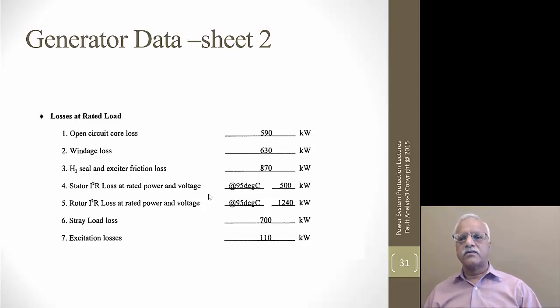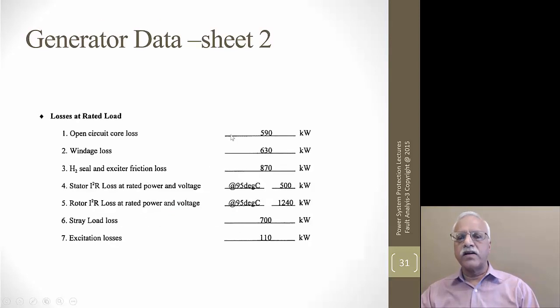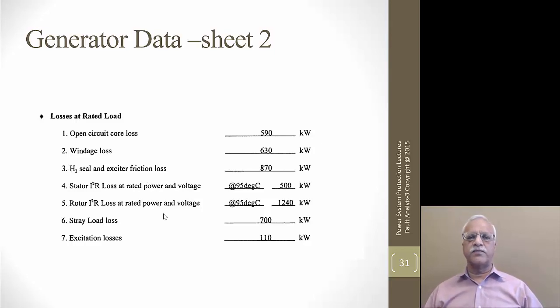So how do you calculate this in per unit? I squared R loss, if you know it's 500 kilowatts, and you know the generator is rated for 470 MVA, then 500 kilowatts divided by 470 MVA will give you the per unit loss. You can directly convert it. Divide this by the rated MVA, and then you get the per unit resistance. Okay, that is very easy for you to do. If you look in detail, that will give you much better answers.